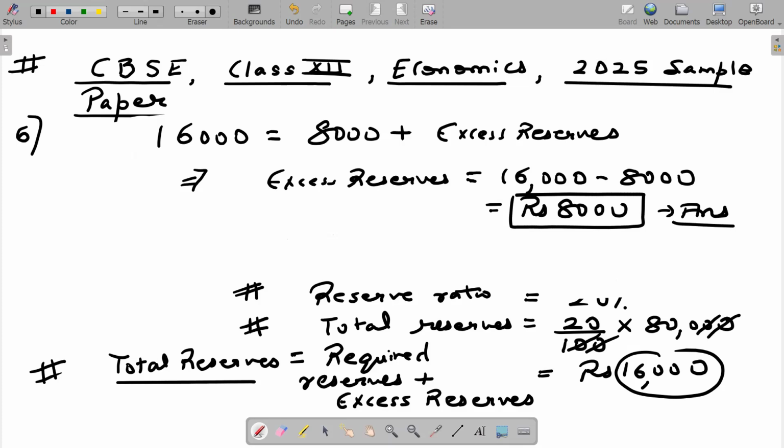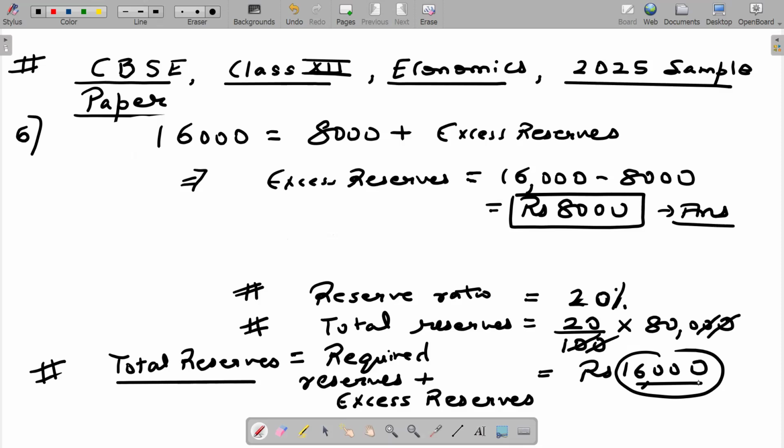So I'm revising it again. We were given that the required reserve ratio is 10%. So 10% of the deposits, which is 80,000, was 8,000. Then we were given that the bank is holding 20% in total. So 20% of 80,000 is 16,000. When I subtract them, I get the excess reserves, which is 8,000 rupees.